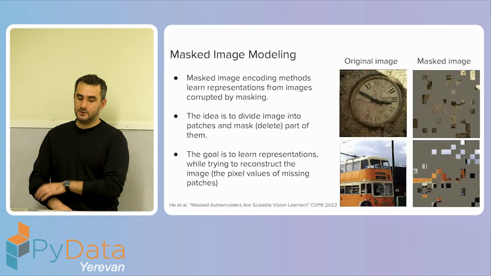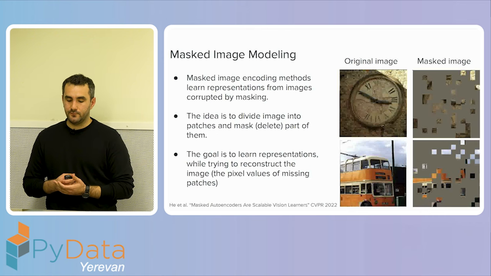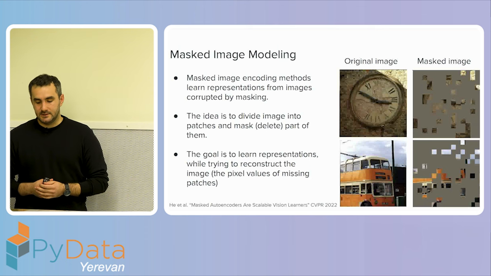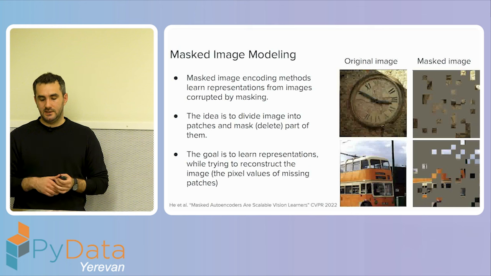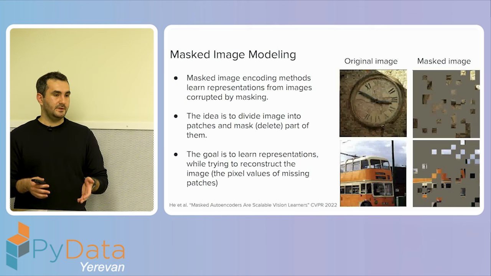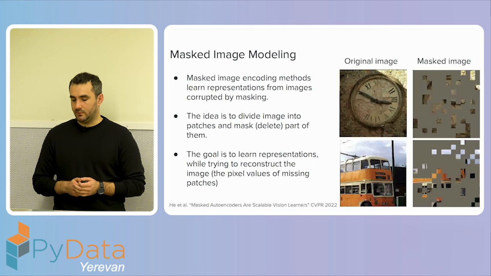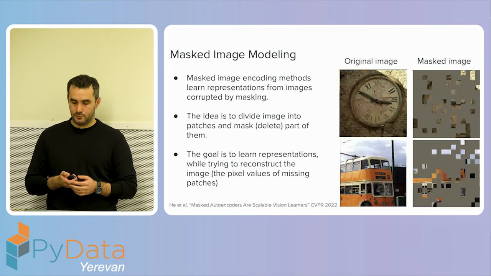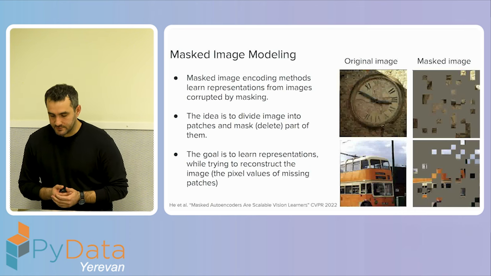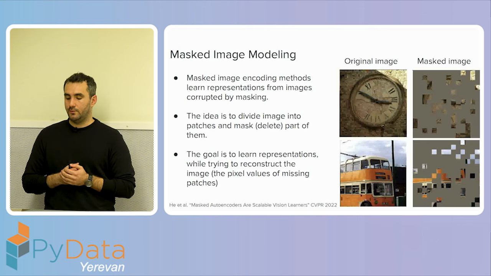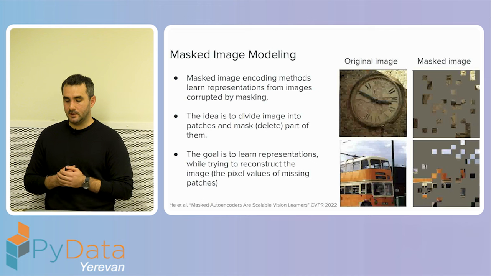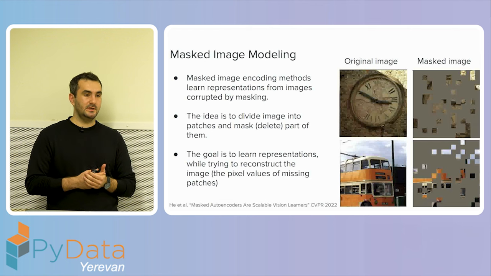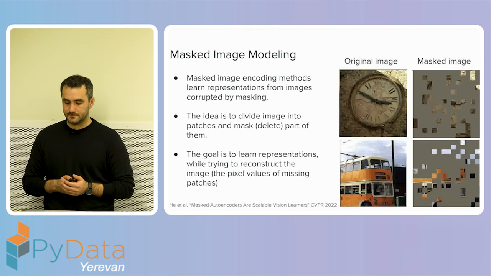And then another different direction of work for self-supervised learning is called masked image modeling. So here the idea is, let's say we have an image. If we erase part of the image and try to recover it, and we're successful, then we can say that we learned some representations. So we take an image, split it into patches of the same size, and throw away some of the patches. If we can come up with a network that can successfully reconstruct the original image, then we can say that it learned some representations.